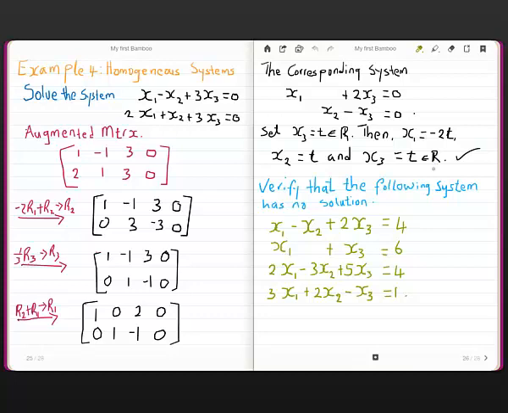Now, recall that we did say that given a system of linear equations, we could have infinitely many solutions. We could have exactly one solution, or we may not even have a solution at all. Now, I want you to consider this system right here and take a few minutes. Use the reduced row echelon form, the RREF, and verify if this system has no solution. Good luck.